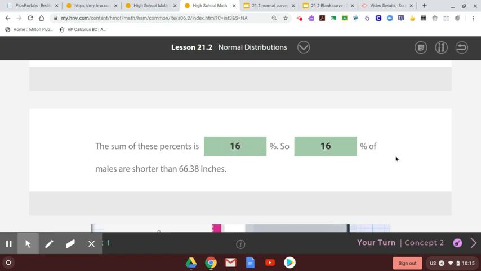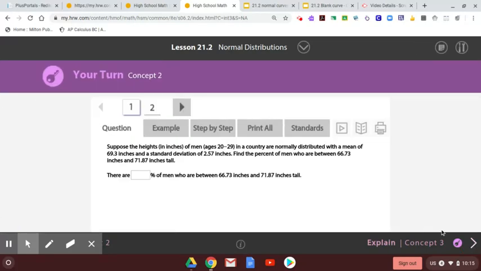Okay, so now we're going to go through some examples that you can actually see that will be similar to your homework problems. Okay, so let's take a look at this one.